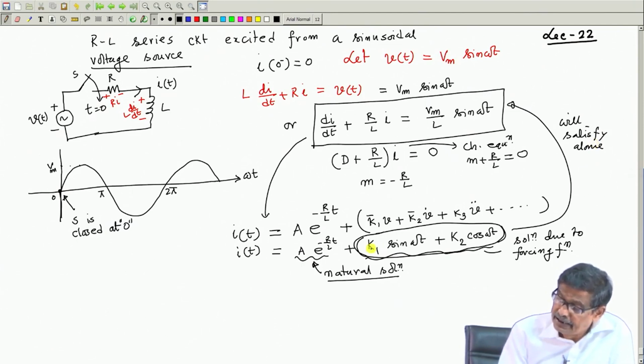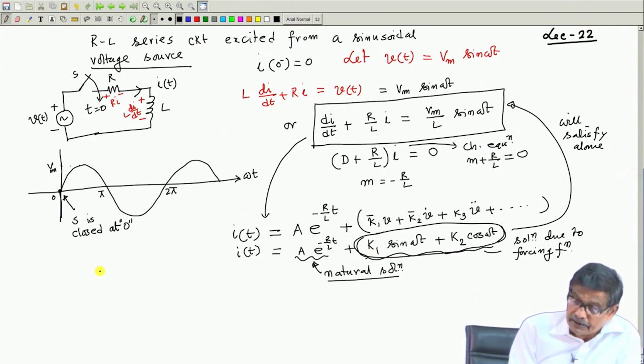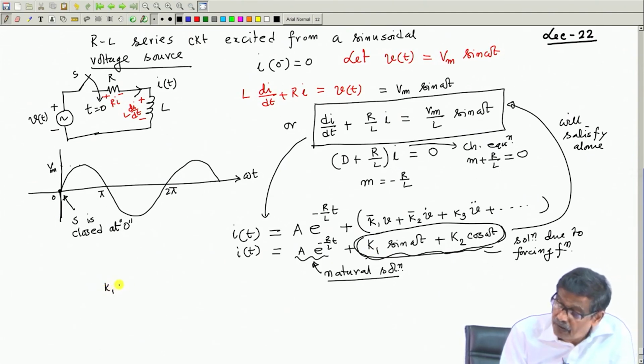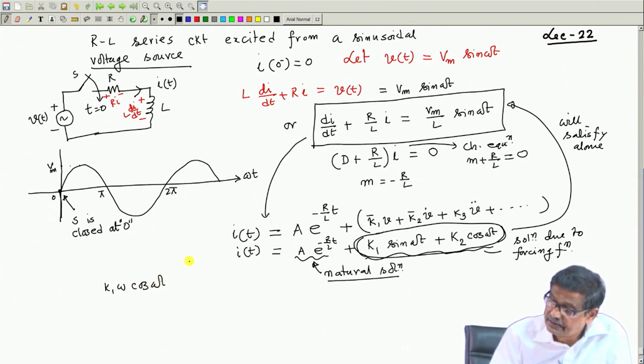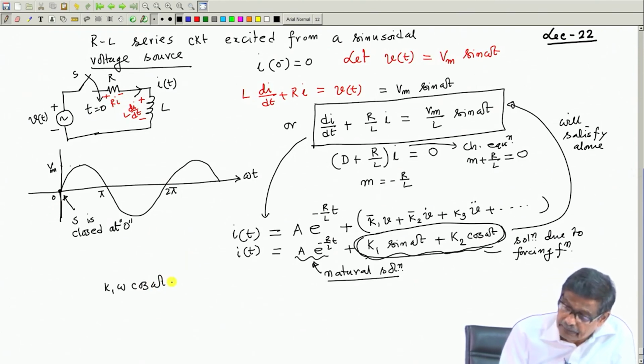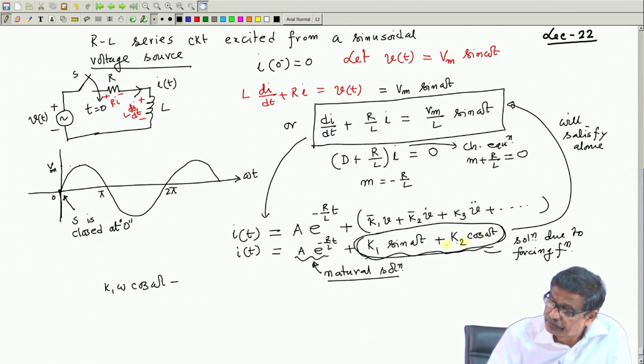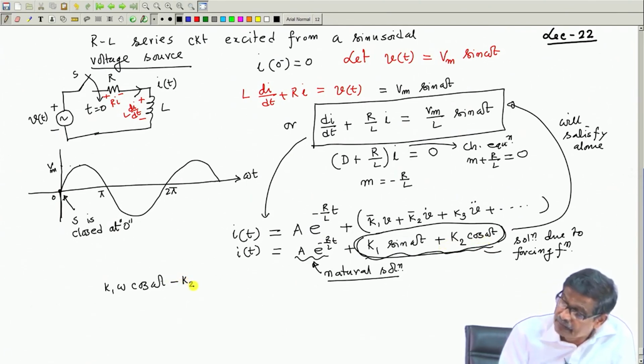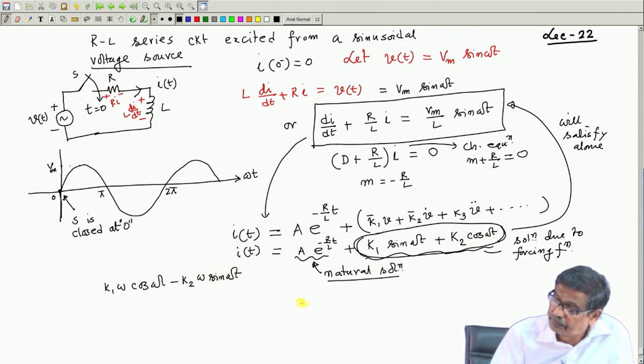So, it is dI/dt. The forcing function alone will satisfy this. So, it will be k1 omega cos omega t, I am differentiating this dI/dt. So, k1 omega cos omega t. Then minus, I have to differentiate this also, so k2 omega sin omega t, since cos omega t if you differentiate gives you a negative term, that is okay.